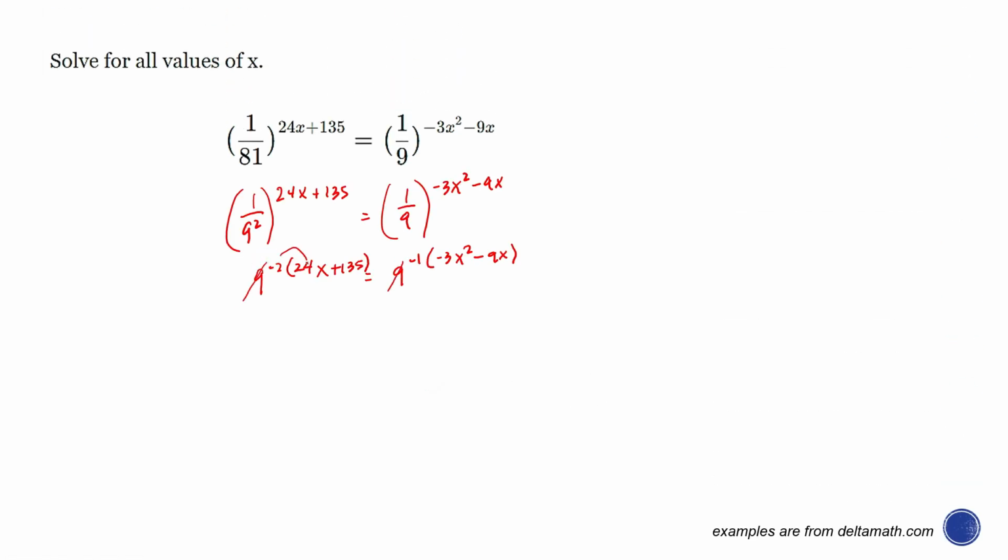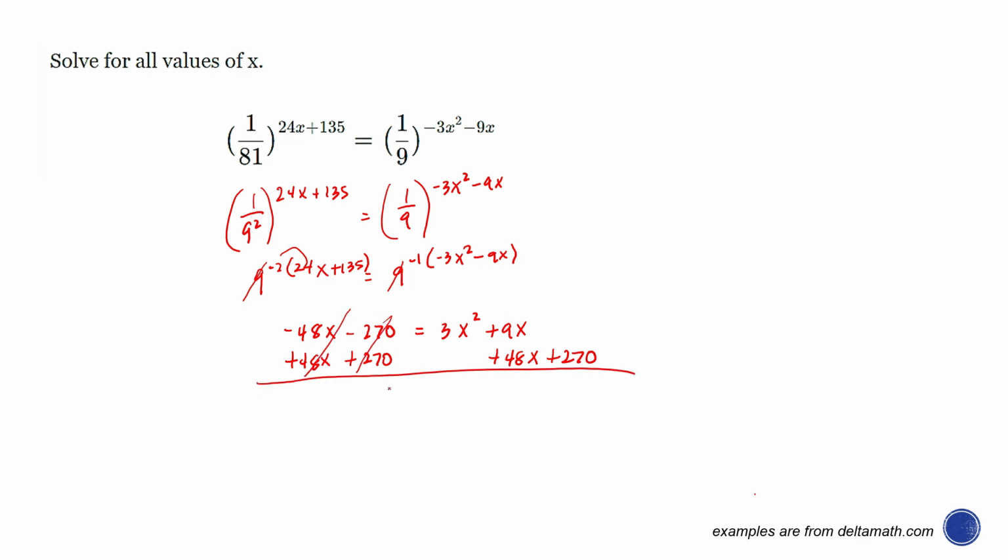So now we have to distribute that. That's negative 48x minus 135 times 2, 270, equals 3x squared plus 9x. I think we will have a quadratic equation here. So I will move everything to the right side. So plus 48x, plus 270. This is equal to 0.